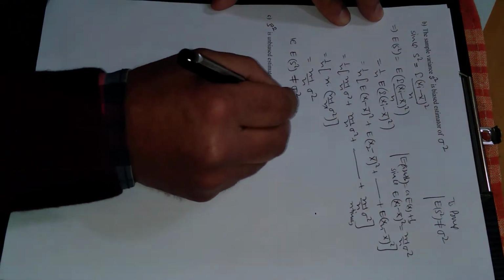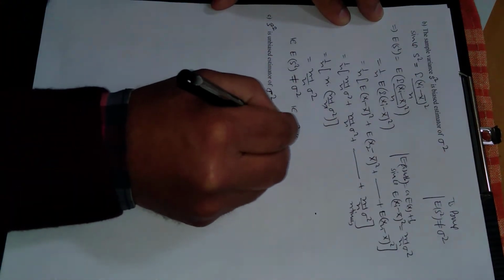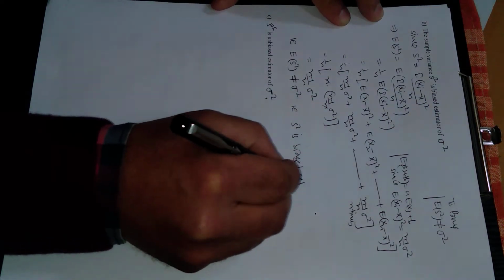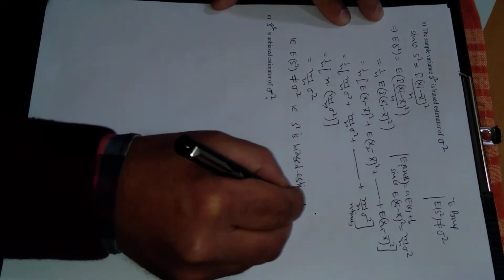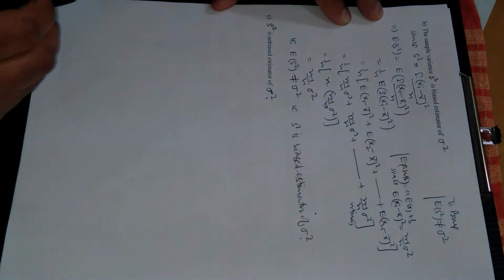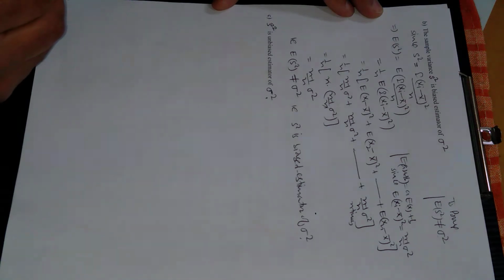So S square is a biased estimator of a population parameter. This time it is the variance of the population, sigma square.